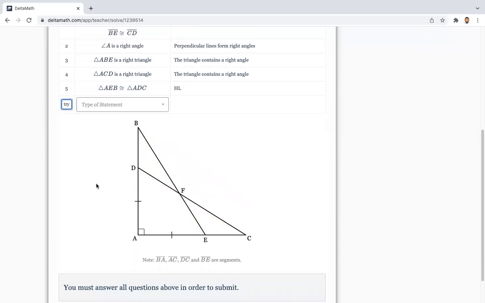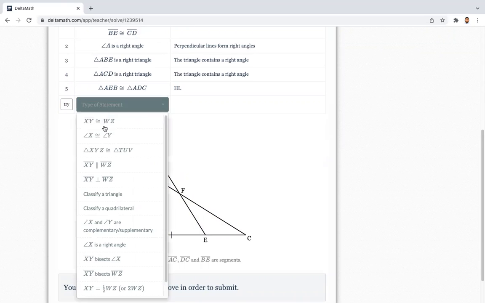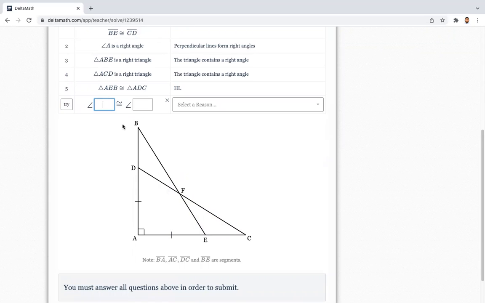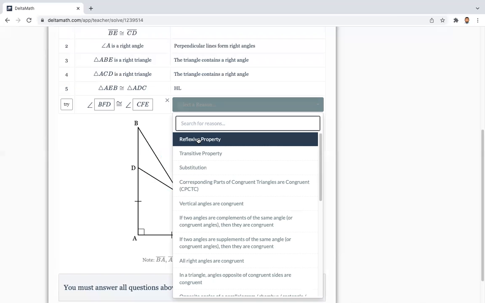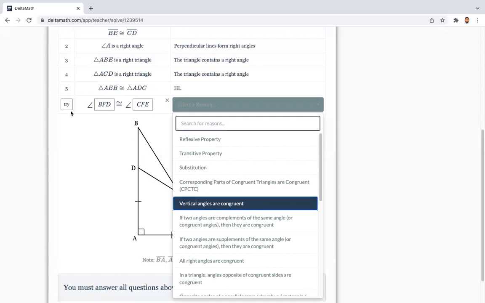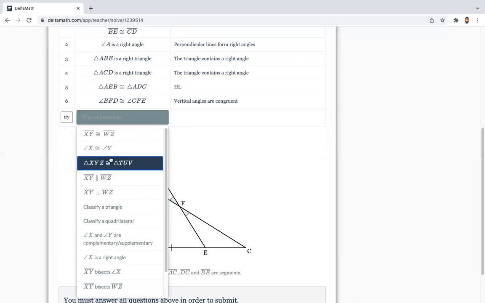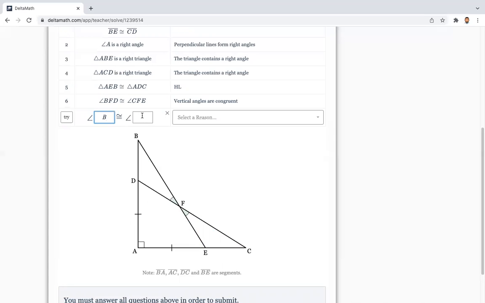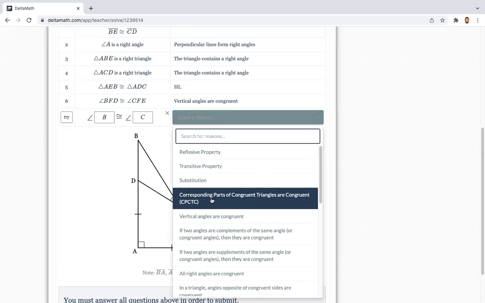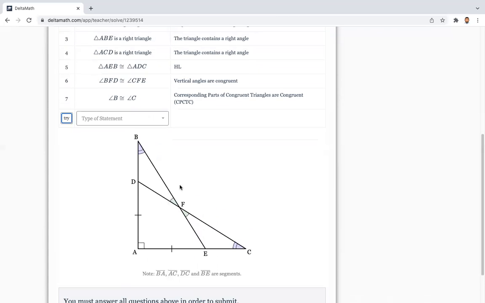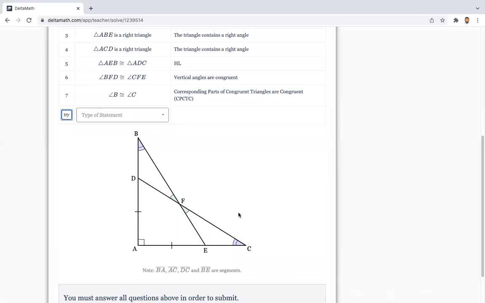And why does that help us? Well, I want to state that those two vertical angles are congruent because I'm trying to prove those little ones congruent. So I have my vertical angles BFD and CFE. And we will say that is vertical angles. I also know that angle B and angle C are congruent by CPCTC.